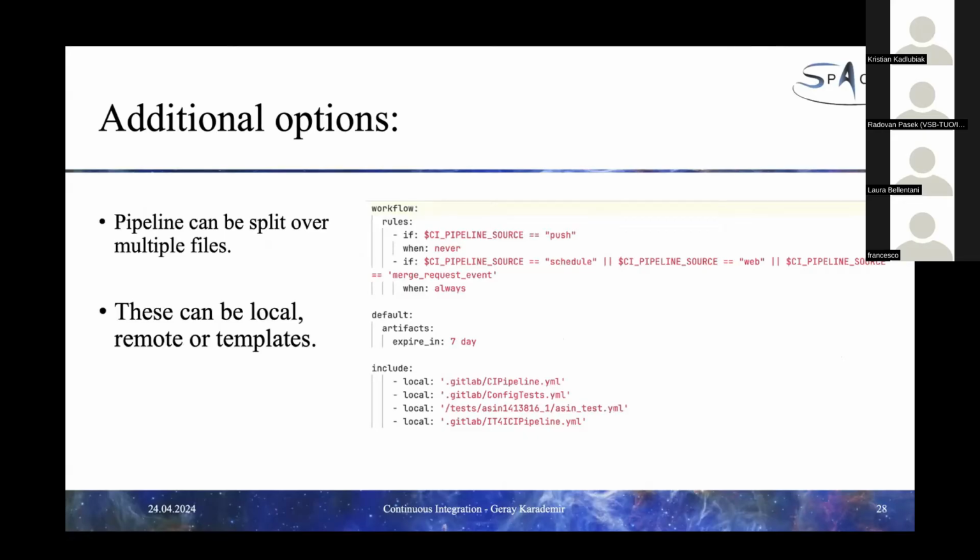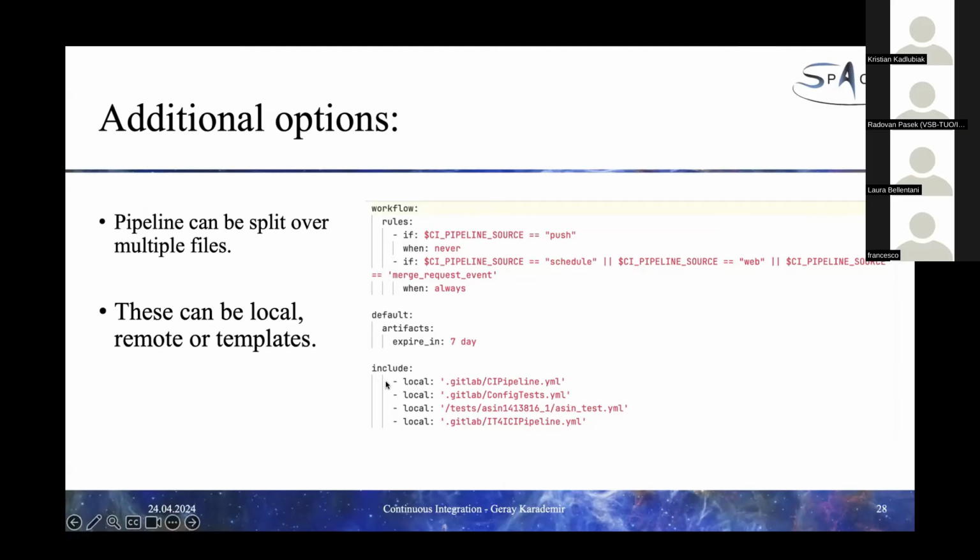As you can imagine, with this number of jobs and everything, this file might become very large. One nice thing is that you can split it over different files, and that's what you have here. So you have the workflow, which I'll go through in a second, and you can include these files. These can be local, remote, or some template files.